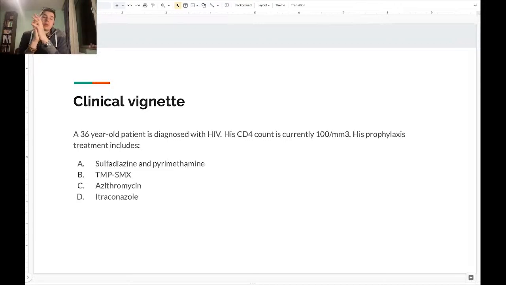Let's go to two clinical vignettes that underlie a subtle difference frequently tested at Step 2CK. A 56-year-old patient is diagnosed with HIV. His CD4 count is around 100. His prophylaxis treatment includes sulfadiazine and pyrimethamine, trimethoprim sulfamethoxazole, azithromycin, or itraconazole. Let me know your answer in the comments.